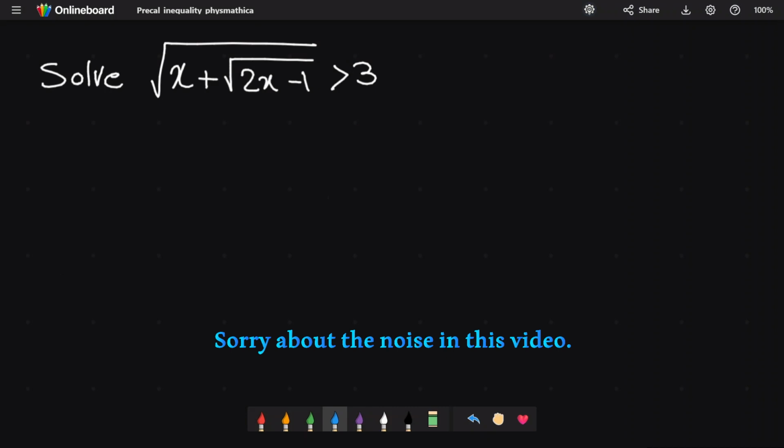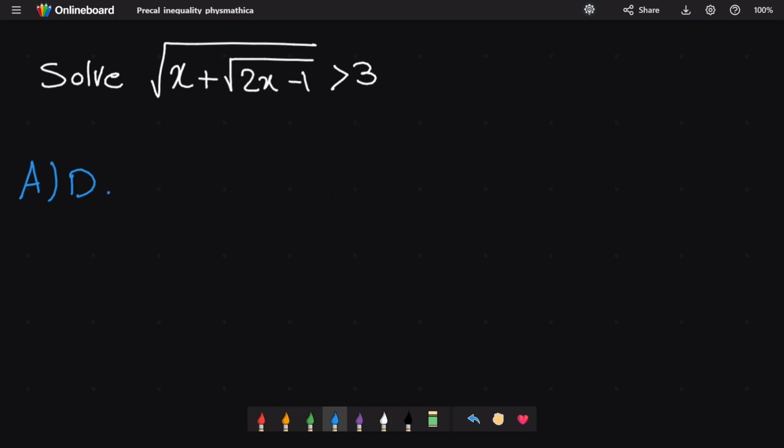Let's take a look at this pre-calculus inequality problem. Before you take a look at the solution, see if you can solve it for yourself. So I'm going to solve it. I'm going to first start by finding the domain, which is the first step and the best step to start any type of problem. So let's take a look at this.